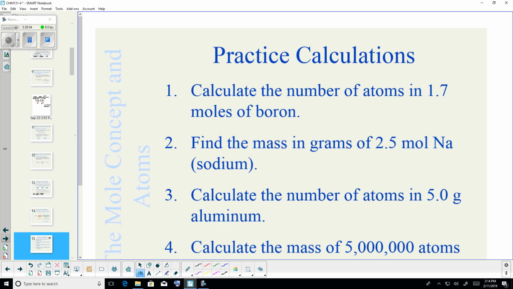Okay. Calculate the number of atoms in 5 grams of aluminum. So there we're going to start at grams, and we're going to end here. That's going to be 2 steps. We can't go from here to here. There's no street. We have to go from grams to moles, then moles to atoms.